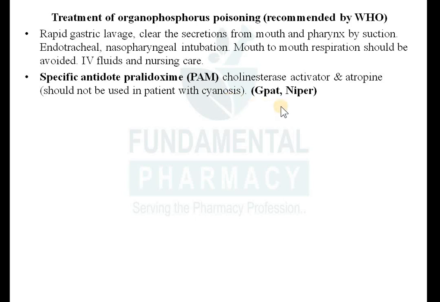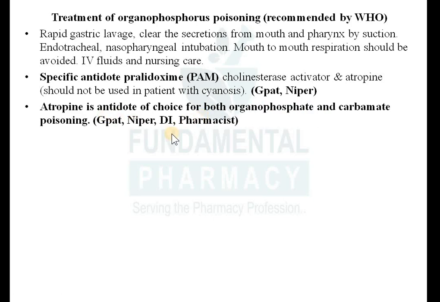So it is a cholinesterase activator, and along with that, atropine can be used. But atropine cannot be used in a patient with cyanosis. ठीक है, जिनको एयरवे का प्रॉब्लम है तो उनको atropine यूज नहीं कर सकते. The specific antidote is pralidoxime, but atropine can be used as supportive. Now, atropine is the antidote of choice in both organophosphate and carbamate poisoning. Remember, the drug of choice in carbamate poisoning and organophosphorus poisoning is atropine, but atropine cannot be used in a patient with cyanosis. The specific antidote is pralidoxime.